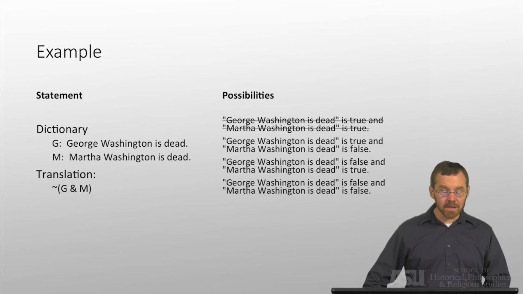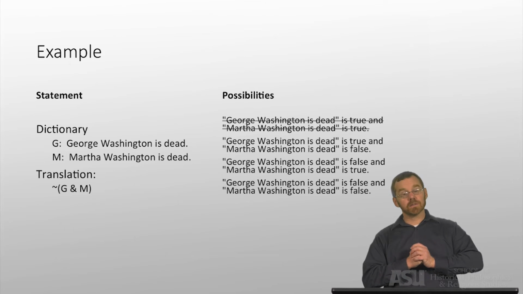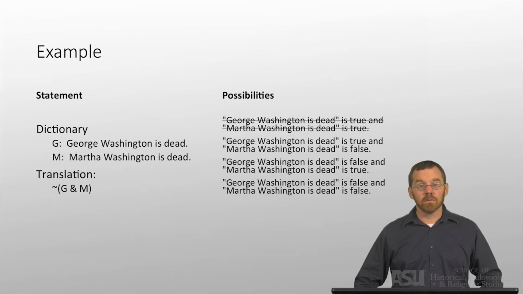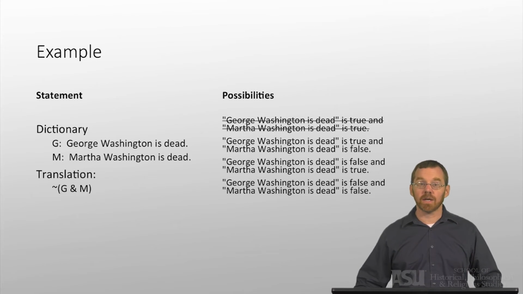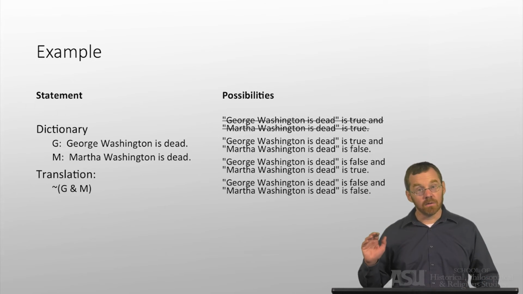Now we ask, is tilde, parentheses, G ampersand M, close parentheses, correct? Is it true? And the answer is no, it's not true. Why? Because if we look at the real world, George Washington is dead and Martha Washington is dead. Both of those sentences are true, which means that the real world matches up to the one possibility that that statement ruled out, which makes the statement false. So in this case, with this dictionary, tilde, parentheses, G ampersand M, close parentheses, is false.